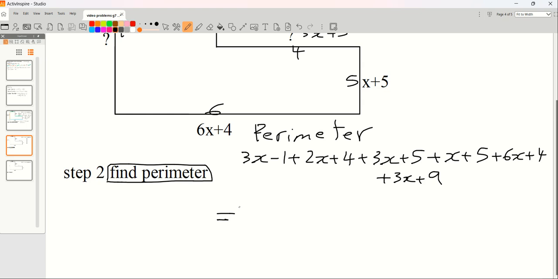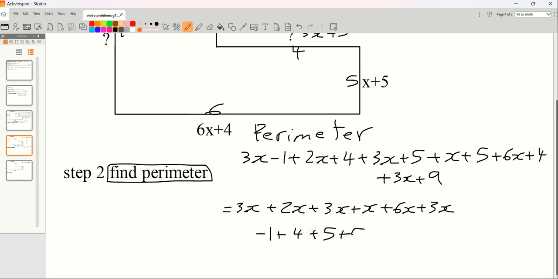So this would mean I'm going to add my like terms, which are the same, next to each other. I'm just going to write all the x's next to each other and all the constants next to each other. This is 3x plus 2x plus 3x plus x plus 6x plus 3x. This is going to end up with me having all my x's glued to each other, just written back to back. And next is my constants, minus 1 plus 4 plus 5 plus 5 plus 4 plus 9. And all I have to do is the appropriate calculation now.